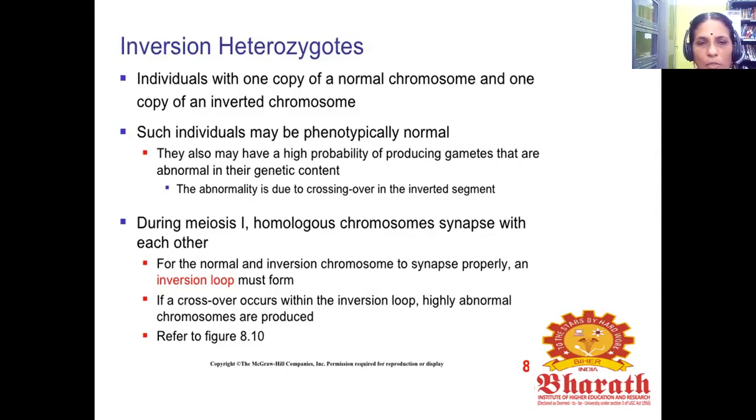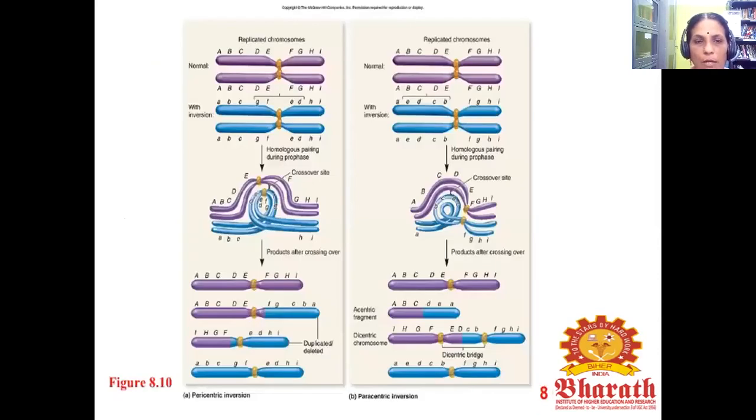The abnormality is due to crossing over in the inverted segment. During meiosis I, the homologous chromosomes synapse with each other. For the normal and inverted chromosomes to synapse properly, an inversion loop must form. If a crossover occurs within the inversion loop, highly abnormal chromosomes are produced. You see the picture of how this loop is formed, and within the loop, how the crossing over occurs and how it forms the abnormalities.